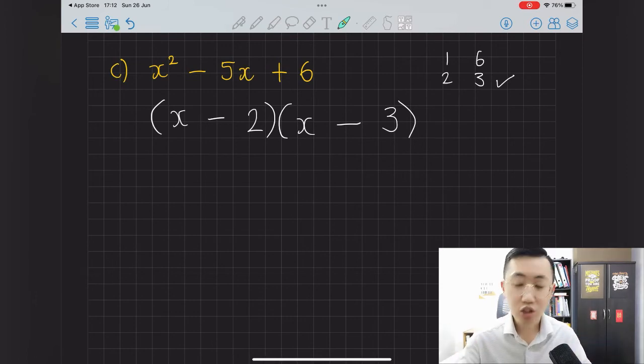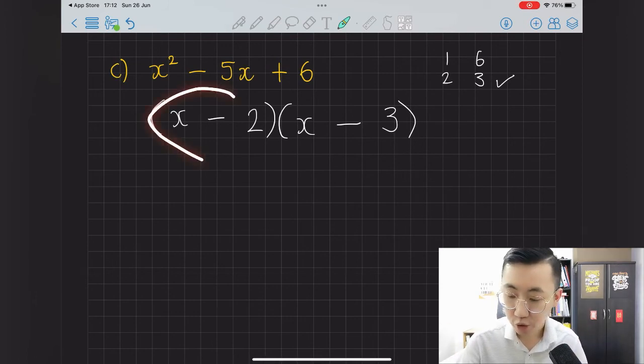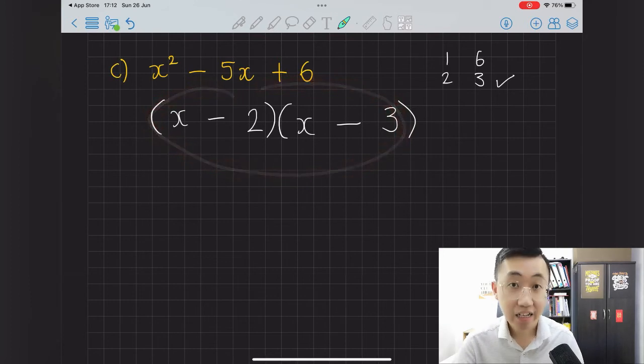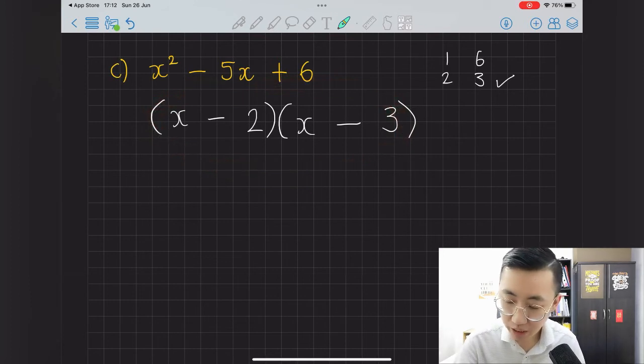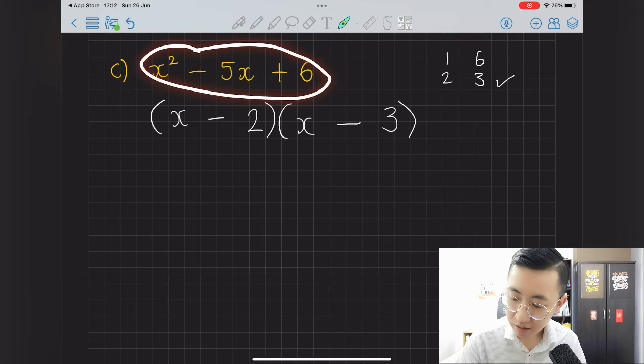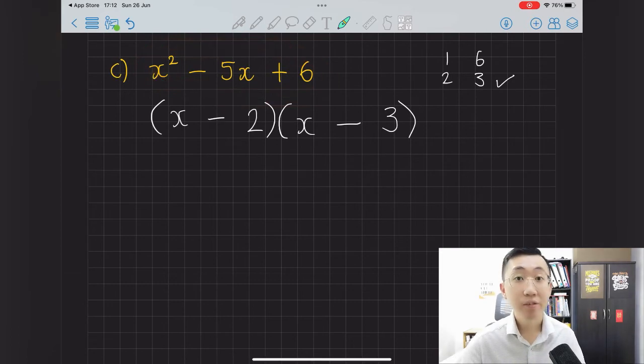So how does the teacher check this question? You are going to use FOIL and expand again. You should be able to get back this question. Alright, so that's how you do example 4.